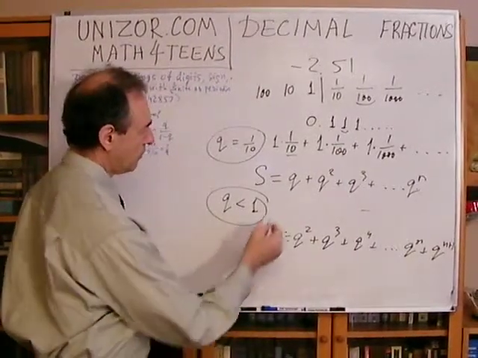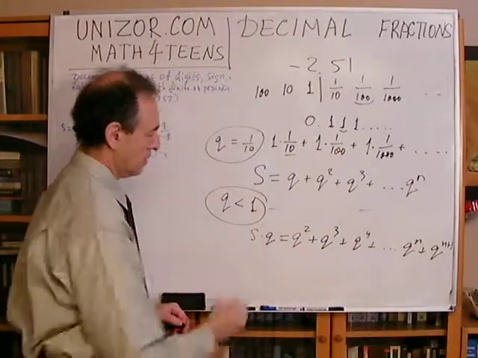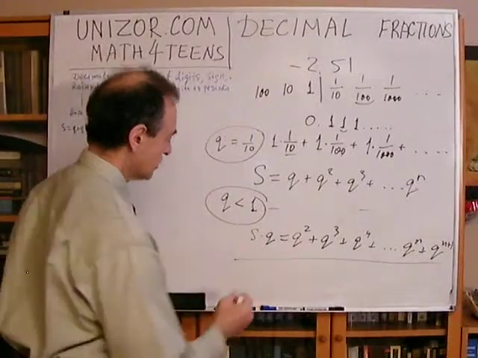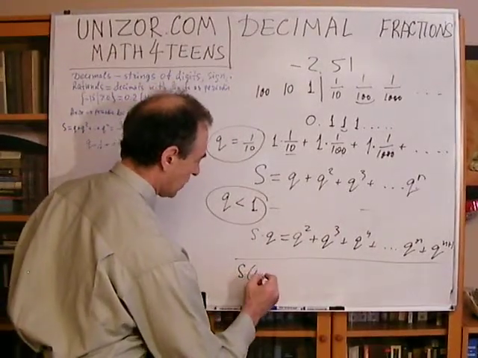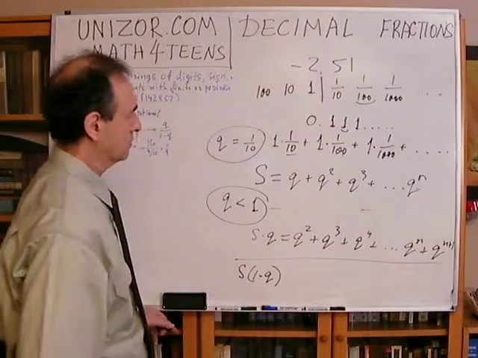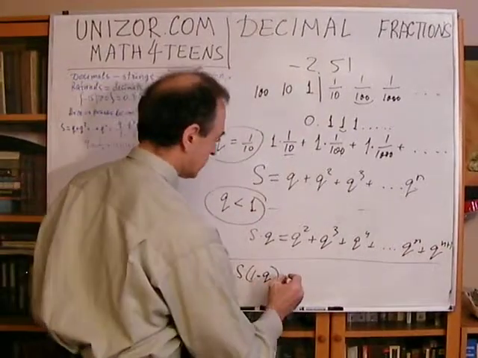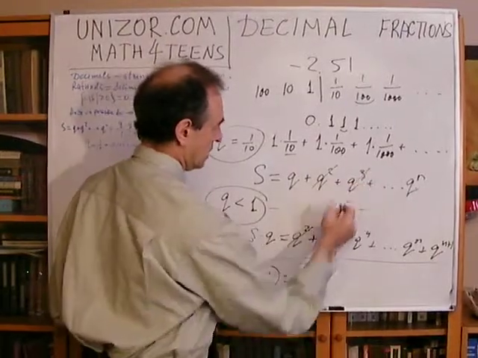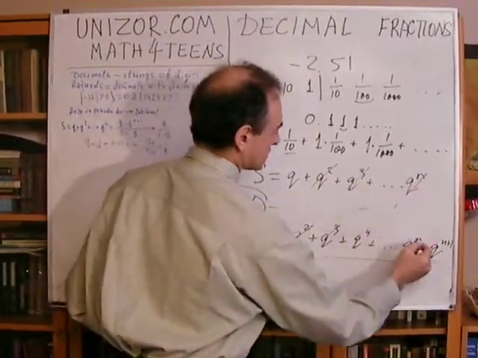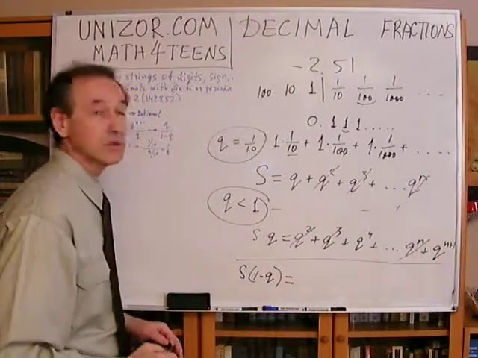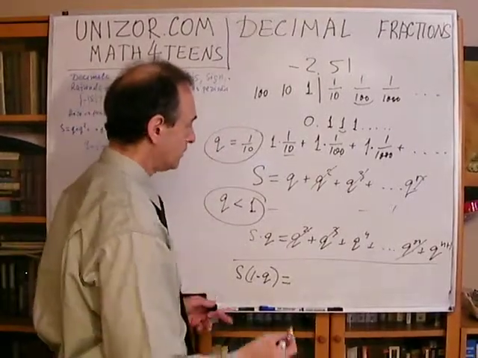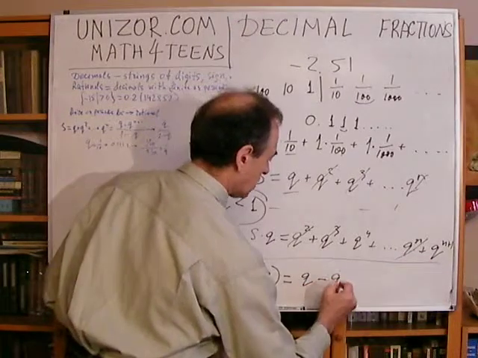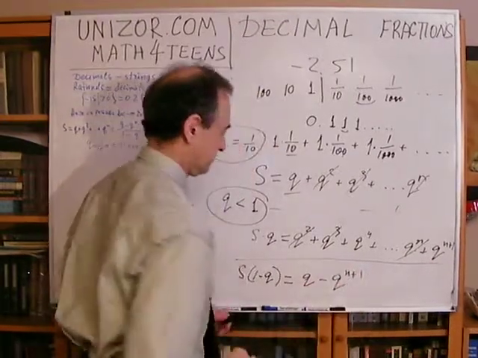Now, if I subtract one from the other, what will be? S minus S q will be S times 1 minus q, right? But what's interesting is, this and this will nullify each other. So what's left? We have q minus q to the n plus first.